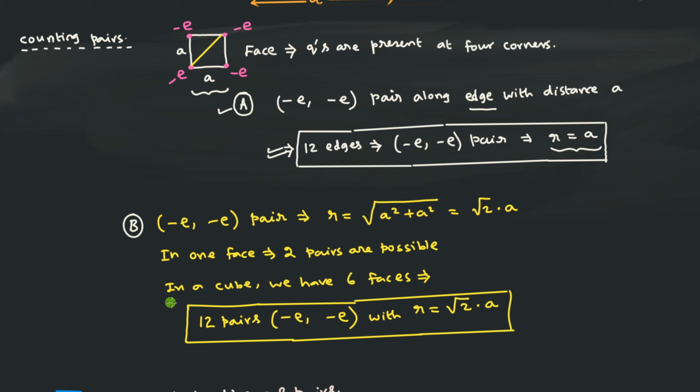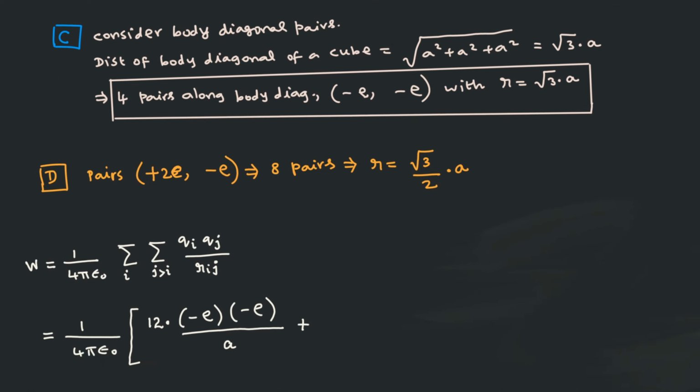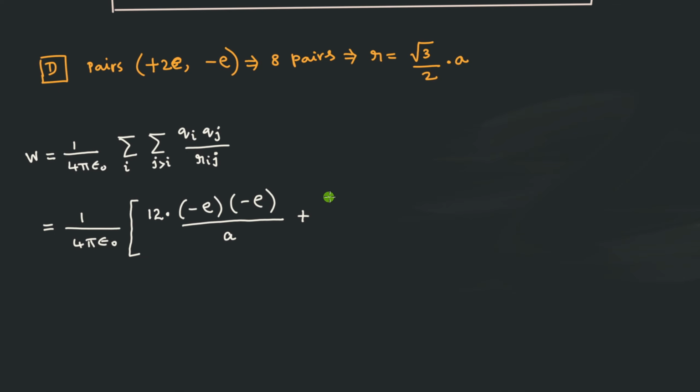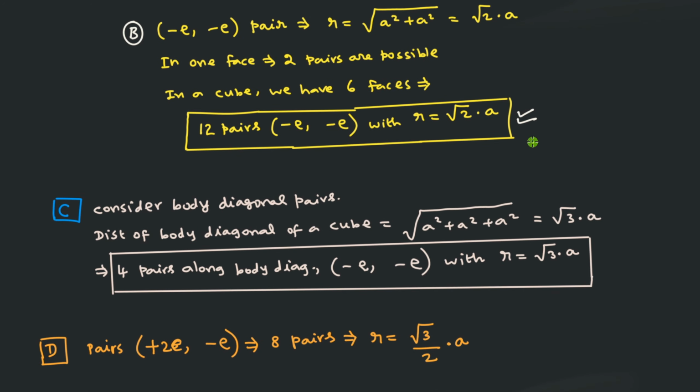Now we are coming to the B, yellow color one. Once again we have 12 pairs, but now the distance is root 2 a. So now we are going to consider this yellow color one. Corresponding to that, you write down the expression. We have the same 12 pairs. First charge will be minus e. Second charge is also minus e. The distance between them is given by root 2 times a. So this is what we have written.